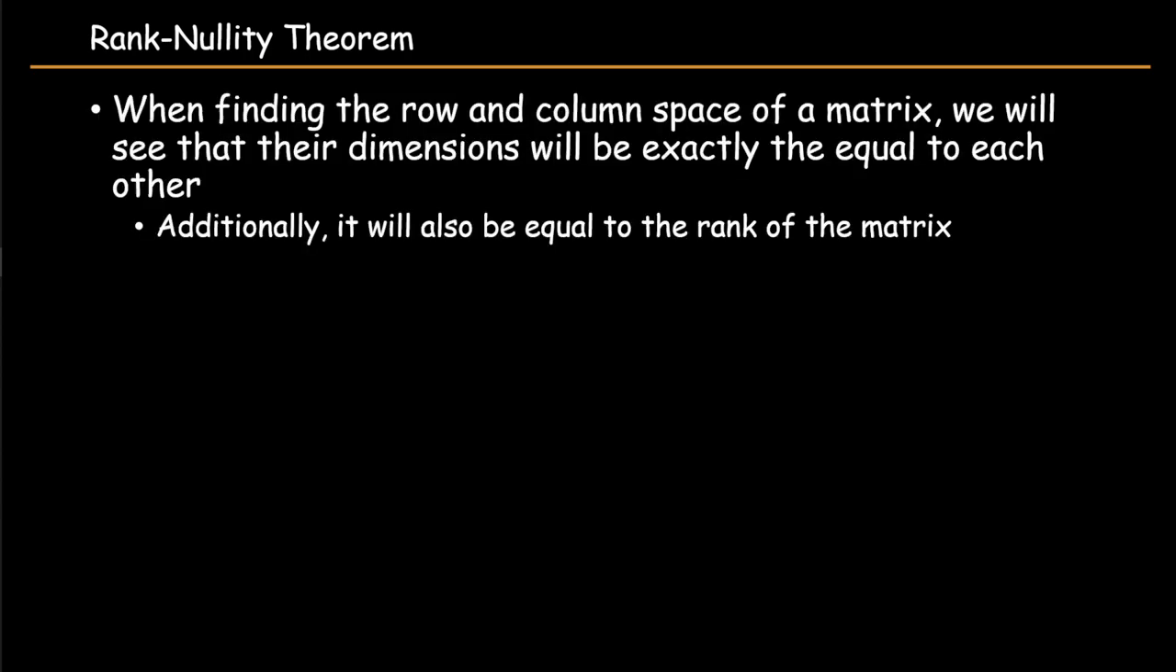Now, when we find a row space and column space of a matrix, we will be able to see that their dimensions are exactly equal to each other, and it makes sense when you put it in row reduced echelon form. The non-zero rows are in the row space, but at the same time, those non-zero rows will contain pivots, and those pivots are what determine the dimension of the column space.